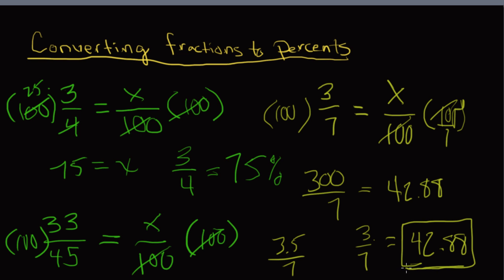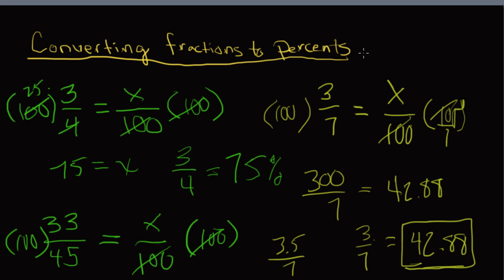So you could also use logic to help make sure that your answer's right. For instance, 3/4, well, you could always think about how many quarters are in a dollar, for instance. Here you can see obviously that 33 is much larger than half of 45, so your answer should be somewhere above 50. And it's just a little bit of logic to help keep track of whether or not you're doing it correctly.